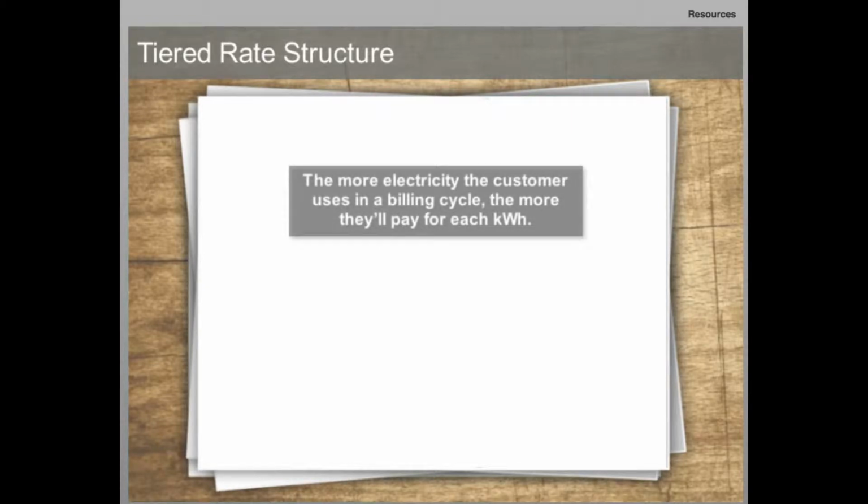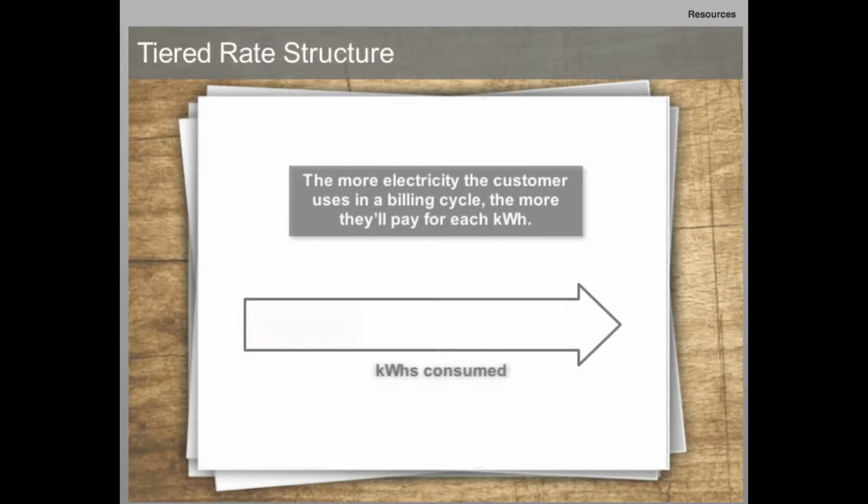In a tiered rate structure, the more electricity the customer uses in a billing cycle, the more they'll pay for each kilowatt hour. Customers are allotted an energy allowance, basically a specific number of kilowatt hours at the lowest rate. This allowance is sometimes referred to as the baseline. The customer gets charged for any electricity they use up to the baseline limit at the rate specified for Tier 1. Most customers use up their Tier 1 allowance between the 5th and 12th day of the billing cycle.